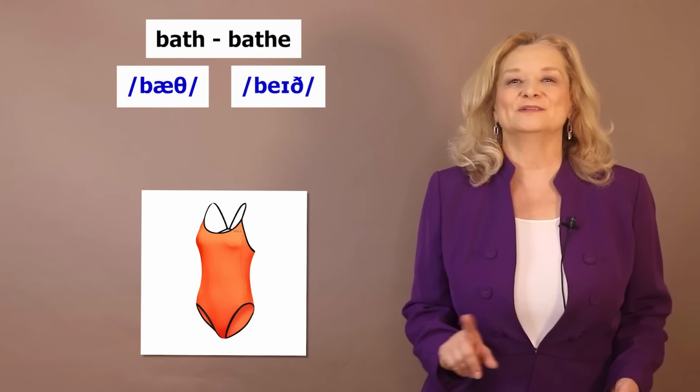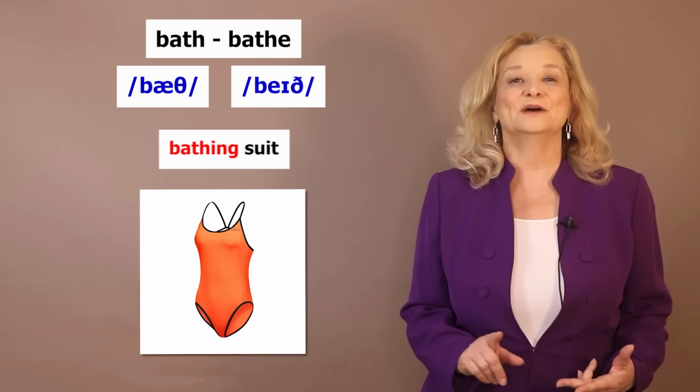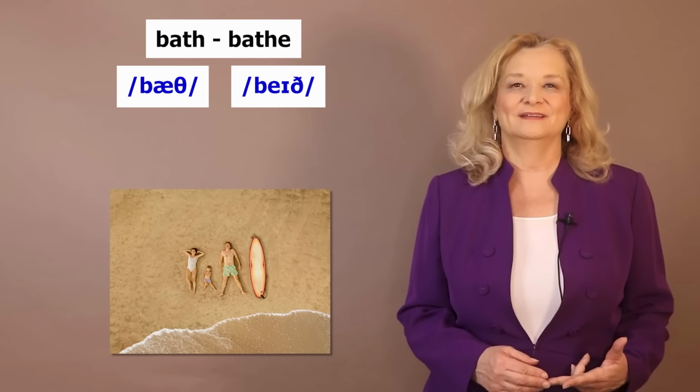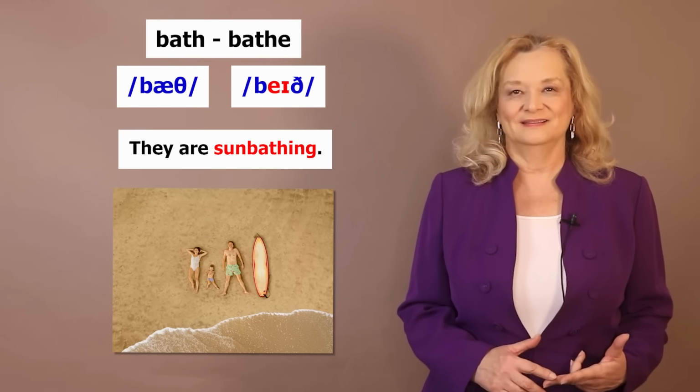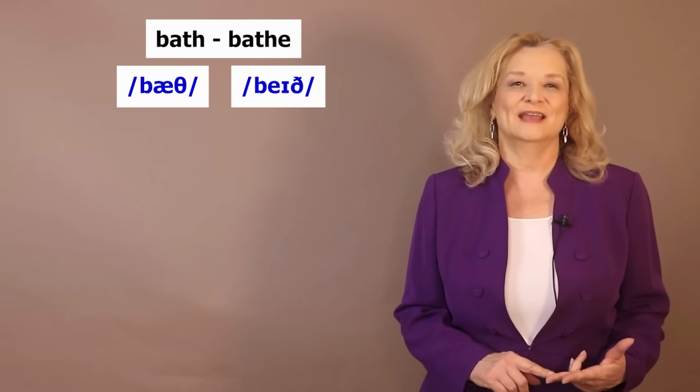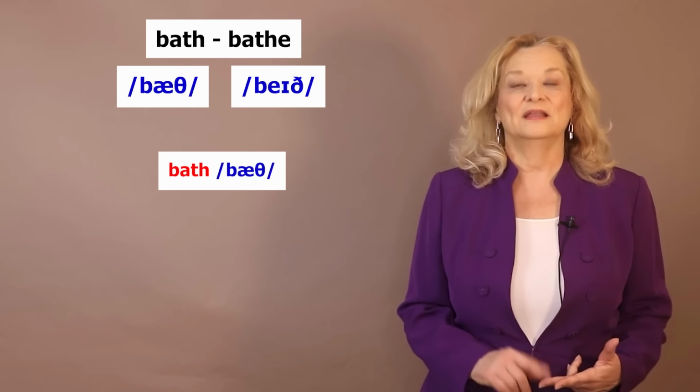And what is this called? A lot of my students don't pronounce it correctly. It's a bathing suit, with the voiced TH. It's a bathing suit. And what are these people doing? They are sunbathing. Sunbathing. Let's pronounce the two words again. Bath, bathe. Make sure you pronounce the voiced TH. Make sure your vocal cords are vibrating. Bathe.